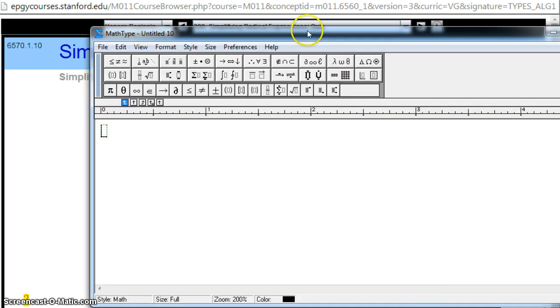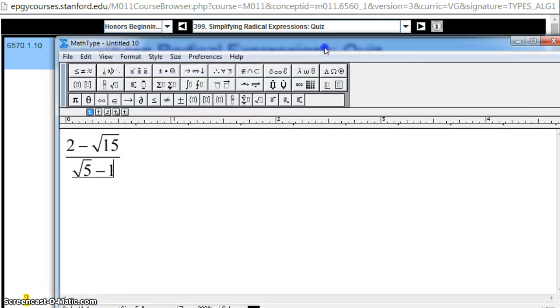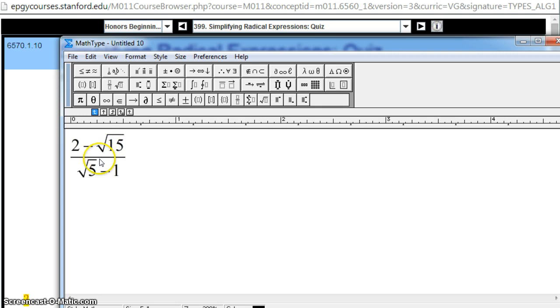here. Okay, so let me copy this down. We have 2 minus root 15 over root 5 minus 1. And typically with these rational expressions, you want to simplify anything under the square root, or if we had common factors on the top and bottom, we want to simplify those first. In this case, the square root of 15, right, you could write that as 3 times 5, but those don't have any, you can't take the square root of either of them, they're both prime like that. So this is kind of as good as we can do.